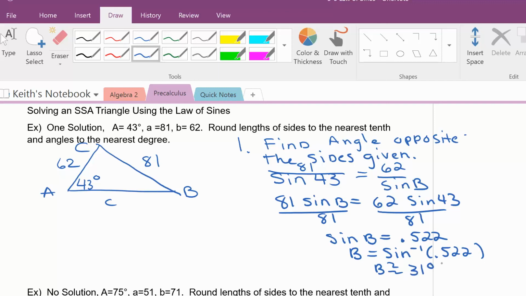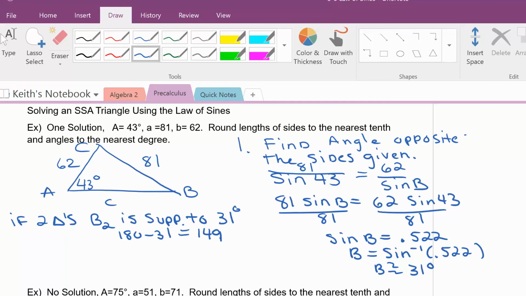So now, to determine if there is two triangles, the second B angle is supplementary to the first one. So it'd be supplementary to 31 degrees. So 180 minus 31 would give me 149.